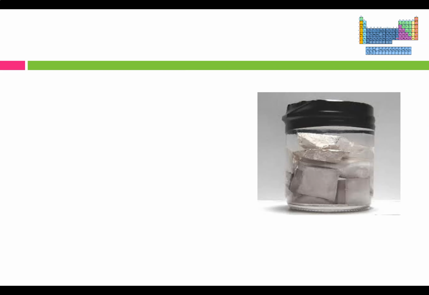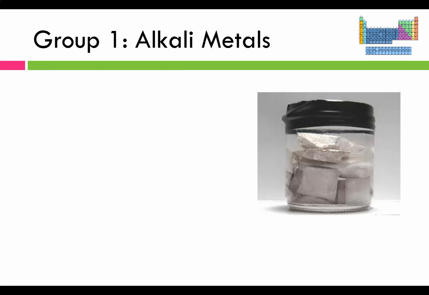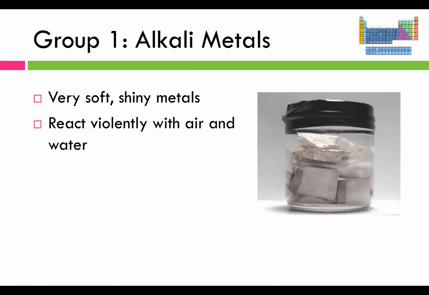Do you know what they're called collectively? They're alkali metals. Alkali metals are not what you think of when you traditionally think of metals. They're extremely soft. You can actually cut them with a knife. They are shiny or lustrous, as most metals tend to be. Alkali metals react violently with air and water, and I've got a video to show you exactly what we mean when we say violently. We never find them as free elements.